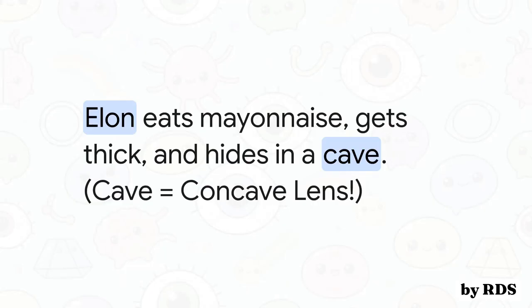Now, to lock this into your memory for good, let's use a delightfully bizarre mnemonic for myopia. Okay, imagine this. Elon Musk eats way too much mayonnaise, gets thick, and hides in a cave. Hear me out. Mayonnaise stands for myopia. Elon reminds us of the elongated eyeball. Thick reminds us of the overly thick lens. And cave, well, that tells us the fix is a concave lens. It's super silly, but I guarantee you will not forget it on your next test.